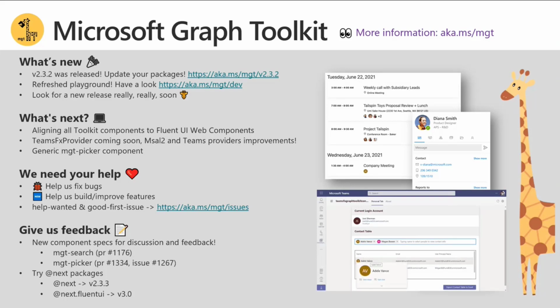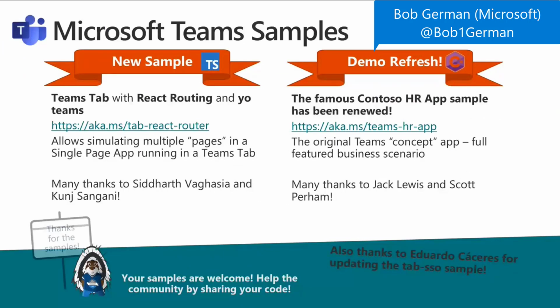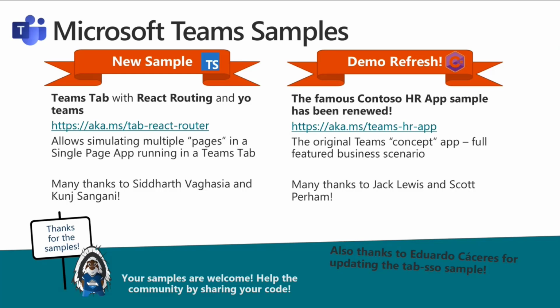Awesome. Thank you, Seb. Next up is team samples, and I believe I saw Bob on the call. Yes, I snuck into the call. I wasn't sure if I could make it. Hi, everyone. I couldn't miss this. We've got two really cool new samples, and I want to highlight those. First, we have a new Teams tab with React routing and Yo Teams. So if you want to celebrate the 5-year anniversary of Yo Teams, and you want to learn about React routing, check out aka.ms/tab-react-router with special thanks to Siddharth and Kunj for working on this and donating this to the repository.